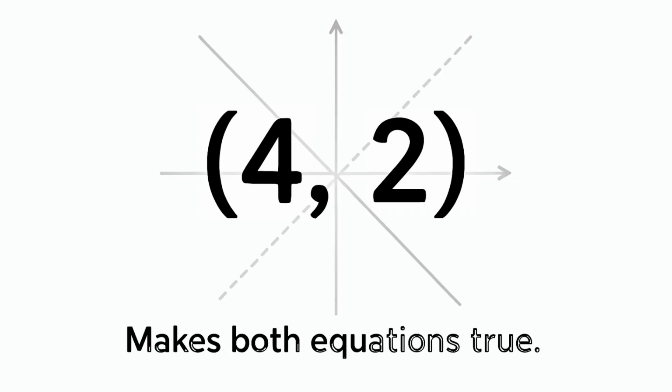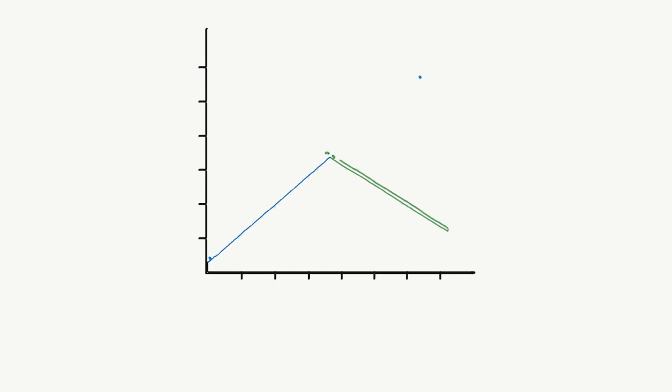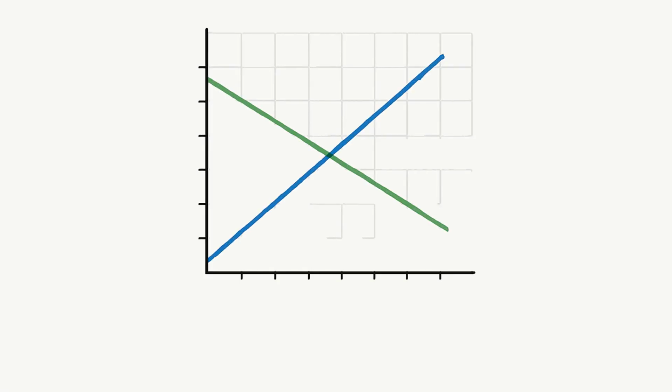Graphing is great when the numbers are simple and you want to see what's happening visually. But it can be hard to read exact answers if the intersection doesn't land on nice grid points.